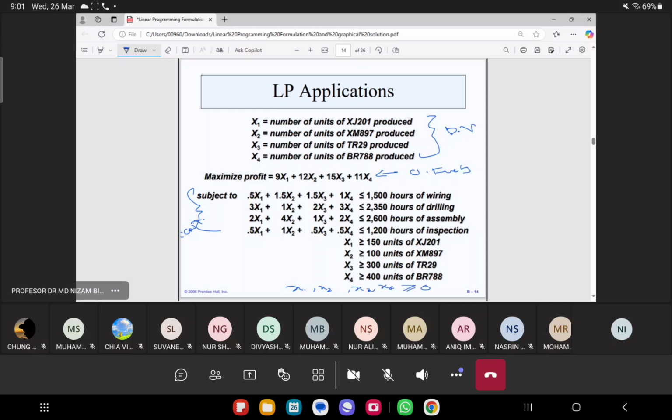So this is called a linear programming model, a linear programming model for the particular situation. You express the decision variables and the objective function, which is to maximize profit, subject to constraints. These are the constraints, and all these constraints and the objective function are defined linearly. Right?